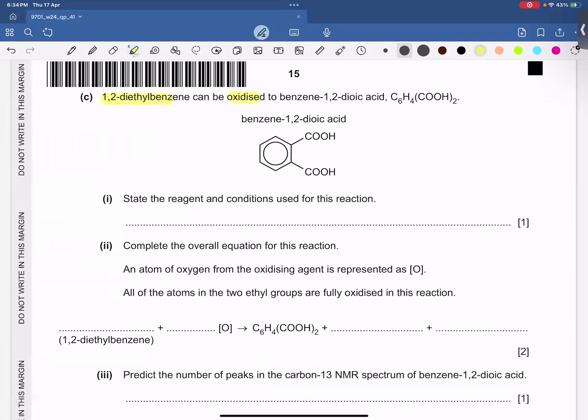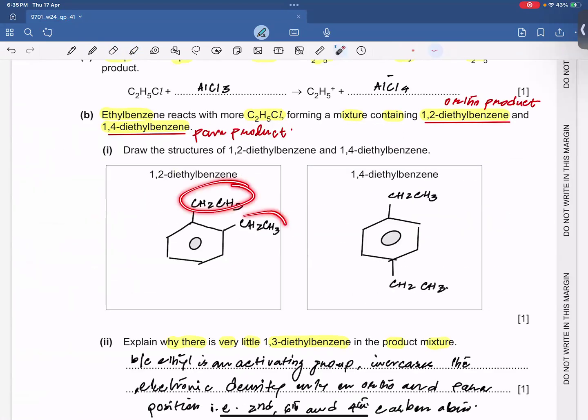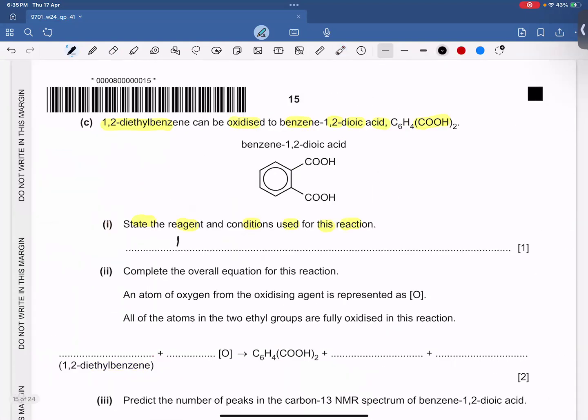1,2-diethyl benzene can be oxidized to benzene 1,2-dioic acid. Suggest reagent and conditions used for this. So to convert this group into COOH, I'm going to use KMnO4 in the presence of an acidic medium. Heat under reflux.